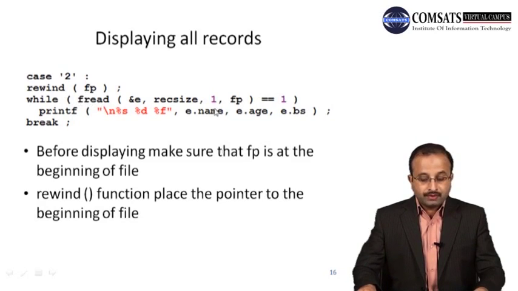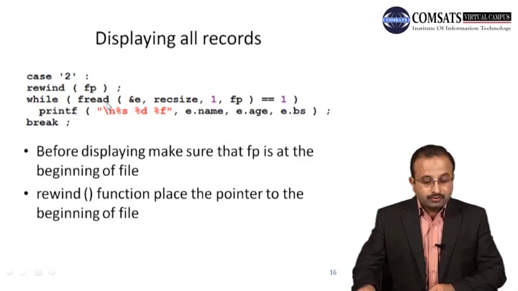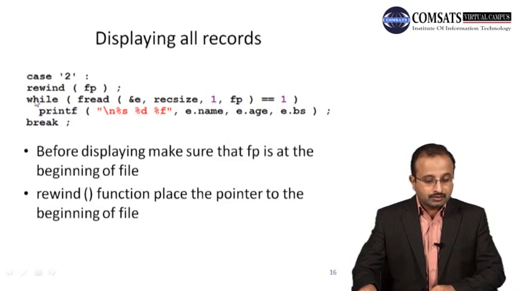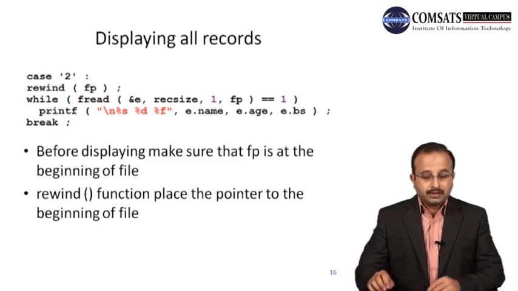So when the record is successfully read, the fread function returns 1. One record has been read successfully. When the last record is displayed, then the file pointer points to the end of the file, and then fread will return a value that is not equal to 1, because it did not read a record and it will return 0. So 0 is equal to 1, the condition becomes false. Then it comes outside the loop. So for displaying of record, you have to make sure that the file pointer points to the beginning of the file. You have to move the file pointer to the beginning of the file before displaying the record.